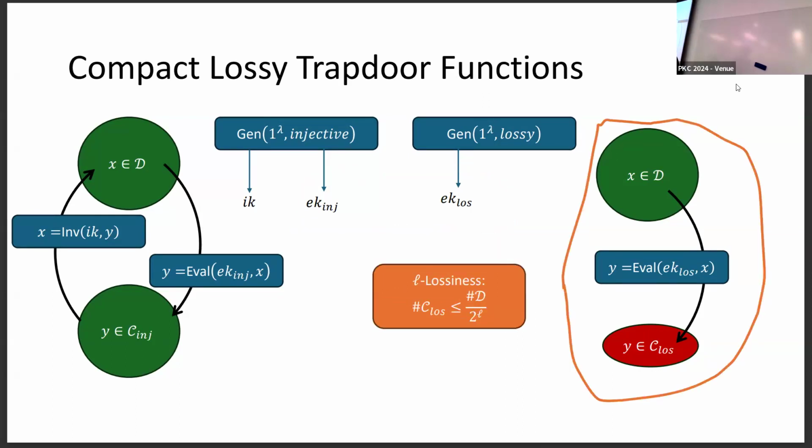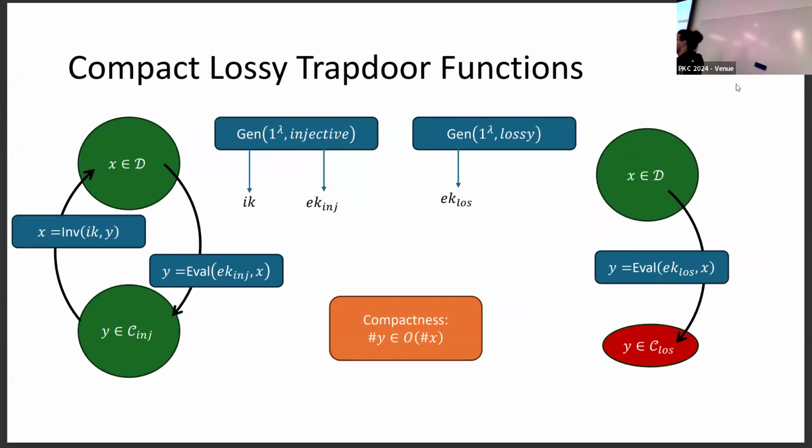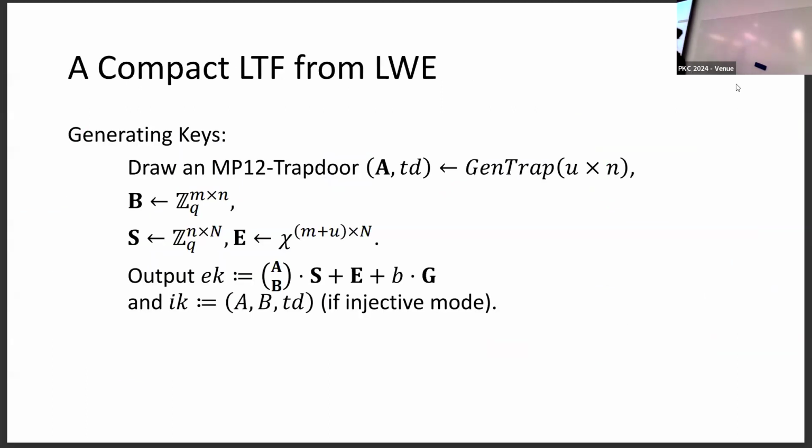And I want lossiness. That's a strong guarantee. If I evaluate the lossy key, then I have to lose L bits of information. My image space needs to be smaller by 2 to the power of L. I'm guaranteed to lose elements of information. They're gone, unretrievable. And we additionally want compactness. The bit size of image points is linear in the bit size of domain points. That's special here. All right, let's construct it.